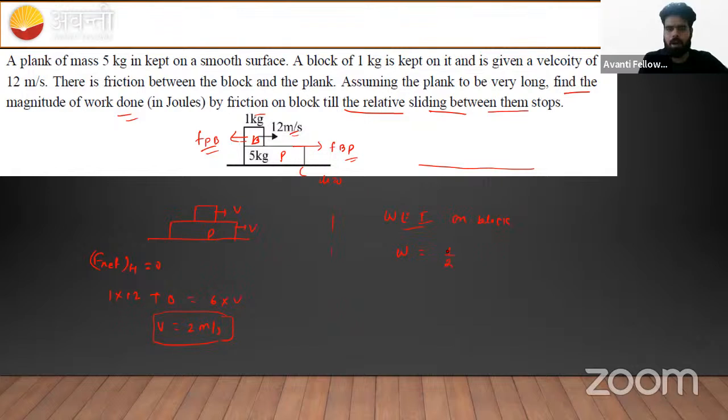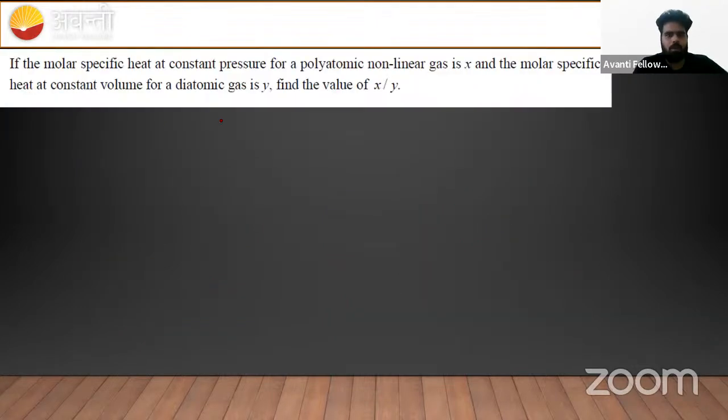Half, what is the mass? That is 1. What is the final velocity? That is V square. We can write here 1/2 into 1 into 12 squared, that is 144. If we solve this value, what do we get? Minus 70 joule. This is the work done by the friction, and in the answer we have to write only the magnitude, that is 70 joule. Let's move to the next problem.